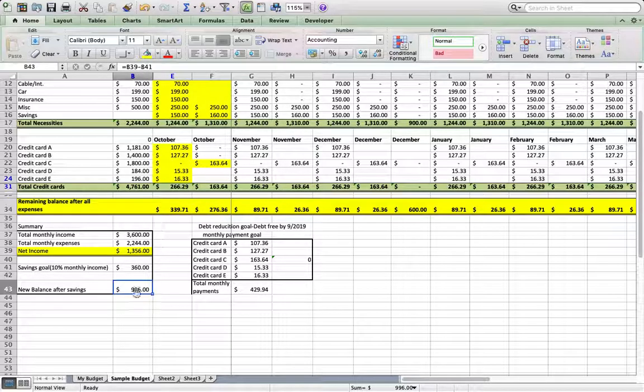Look down here. If they didn't have the credit cards, this is what they would have every month. Now that's a lot of money. I mean, if you were able to not have your credit cards and have that additional income every month for the next year, this is what you would be saving.